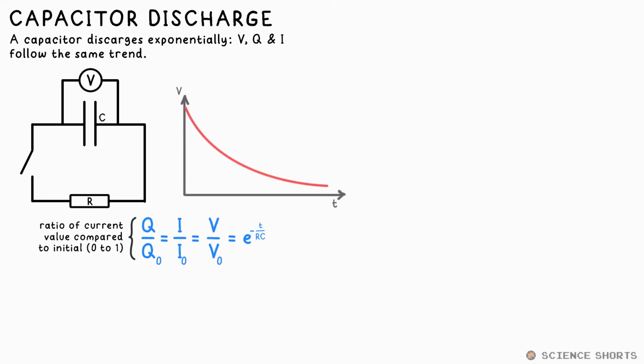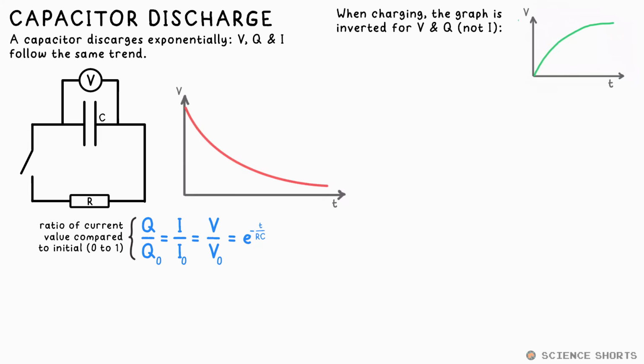Thinking about it being a ratio makes it easier to rejig this for charging instead. We just want the other proportion, so it's equal to 1 minus e to the minus t over RC, where V0 is the maximum final PD when fully charged in this case. Once again, this works for charge, but current still decays when charging. It doesn't increase, it decreases, which makes sense, doesn't it?